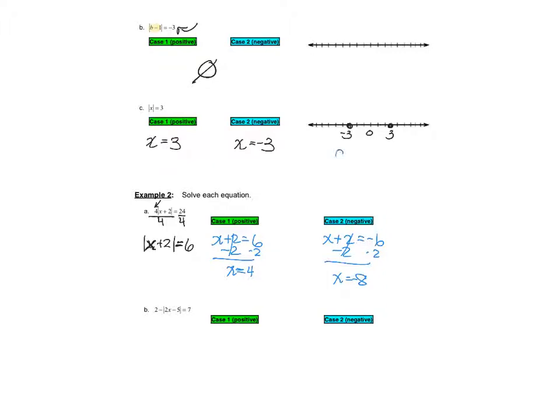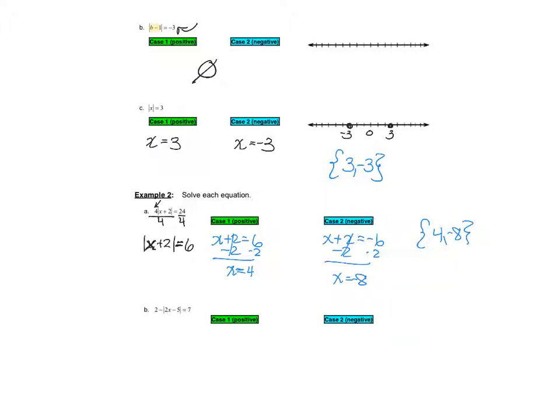Sorry, I'm going to go back for a second. I didn't write my solution set for example 2. So my solution set for example 2 would be 4 and -8.